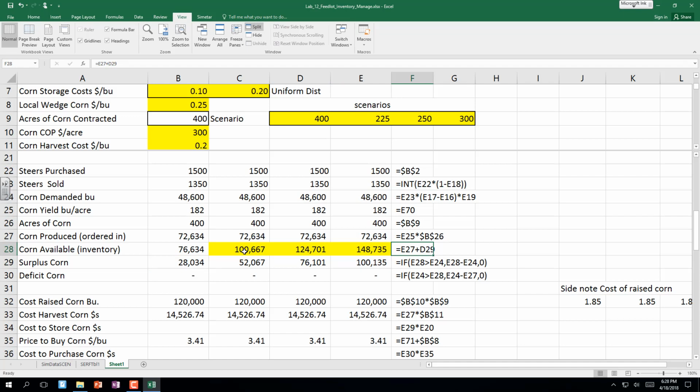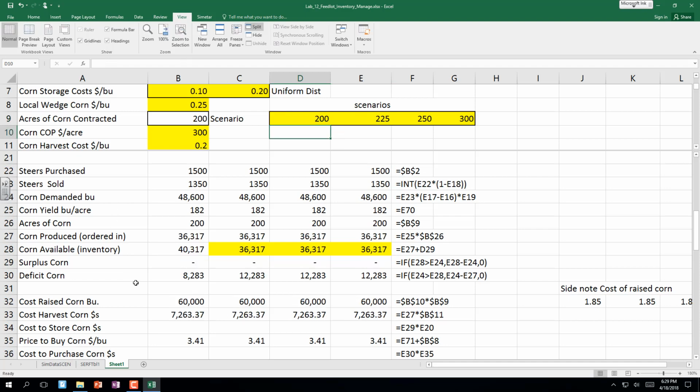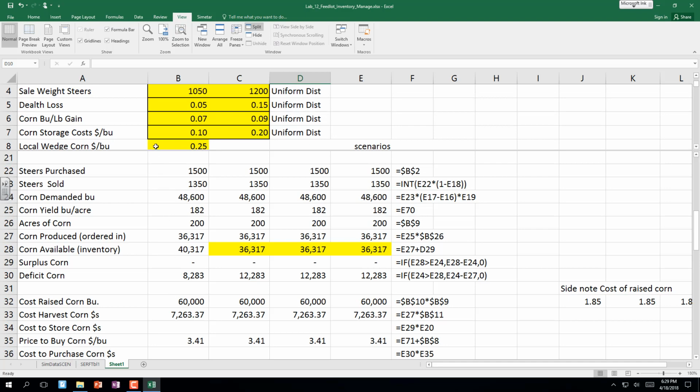So it's literally, I've ordered too much corn. And in a feedlot situation, you're contracting for corn literally a year in advance, because you have to know what the cost of gain is going to be a year in advance, or at least 6 months in advance. Okay? So let's change that 400 back to 200. So now we've kind of verified that equation.